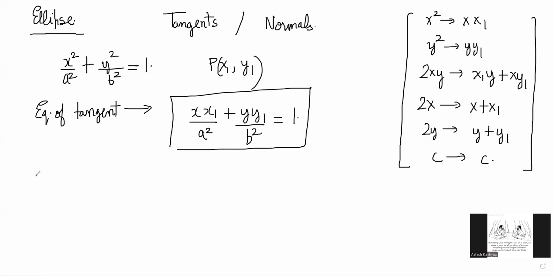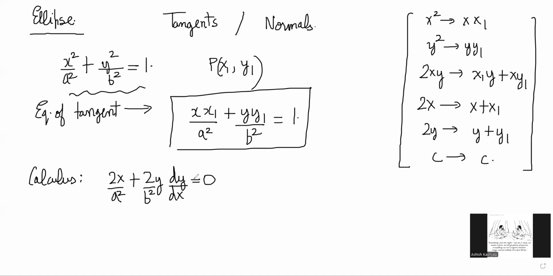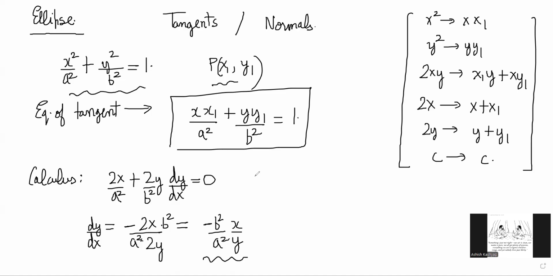This can also be obtained by the calculus method. By calculus, you can find the slope of the curve at a particular point, and you'll get basically 2x by a square plus 2y dy by dx by b square is equal to 0. And from here also we get dy by dx is coming out to be minus 2x by a square divided by 2y by b square. So this becomes minus b square by a square x by y. And if we want the slope at a particular point x1, y1, the slope is becoming minus b square x1 by a square y1.